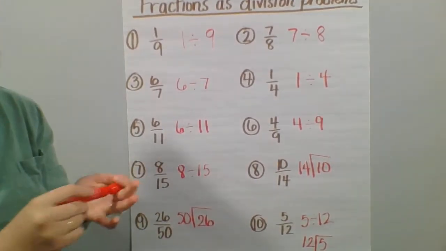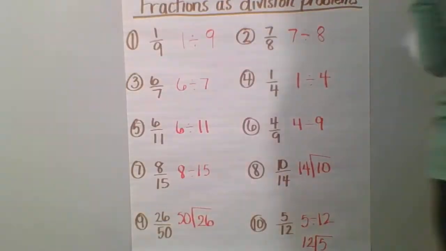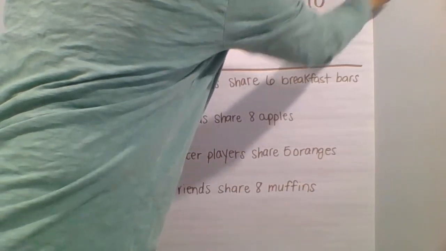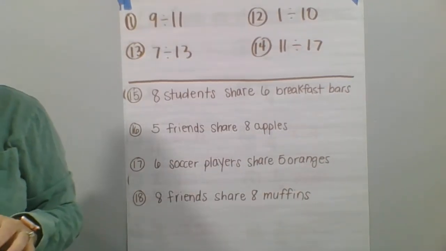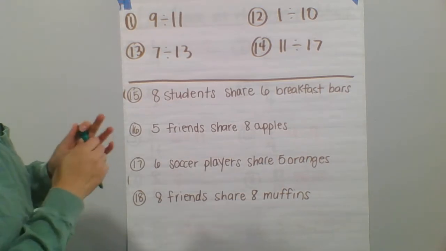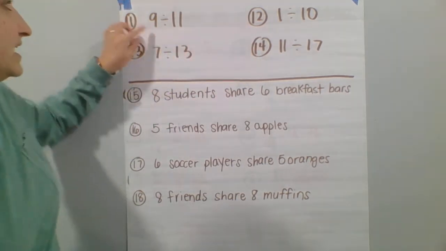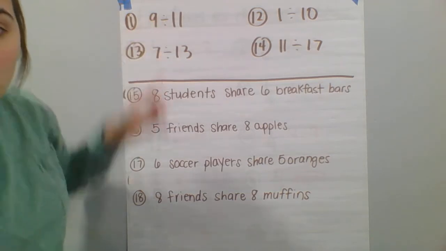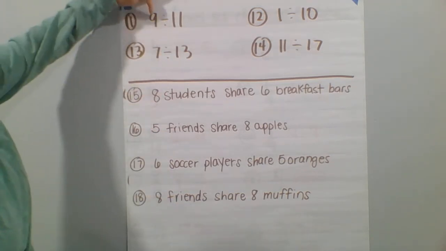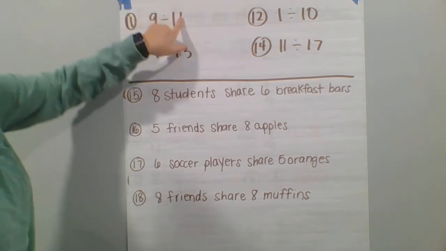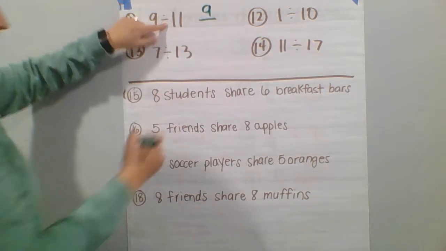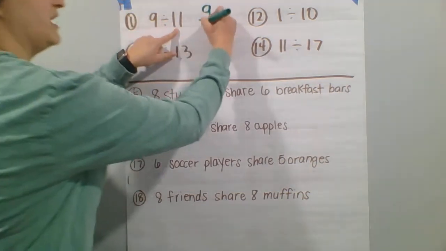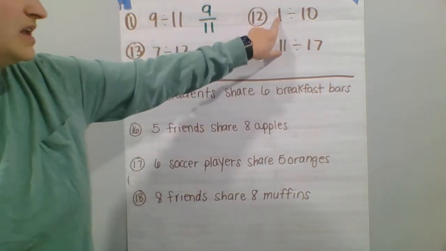All right, so we have a couple other examples. Kind of looking at it in a different way. So on number 11 through 14, we're taking that actual division problem and we're turning it into a fraction. So we have our 9 divided by 11 would be listed as 9 on top as our numerator, divided by 11 is our denominator.